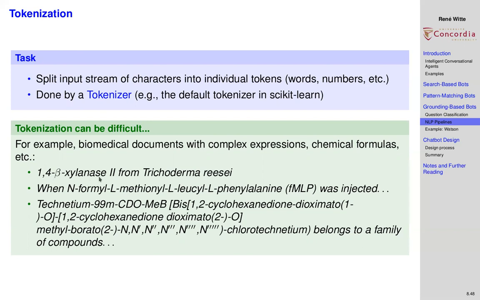And that's not even a complicated case. You have things like this here, the N-formyl L-methionyl L-lysyl L-phenylalanine, or you have some crazy stuff like the one shown here, which I'm not even trying to read. So this whole thing here is something that belongs to a family of compounds. So now if you split this up in different places, all the later analysis steps that try to figure out what kind of chemical compound this is might not get the right answer.